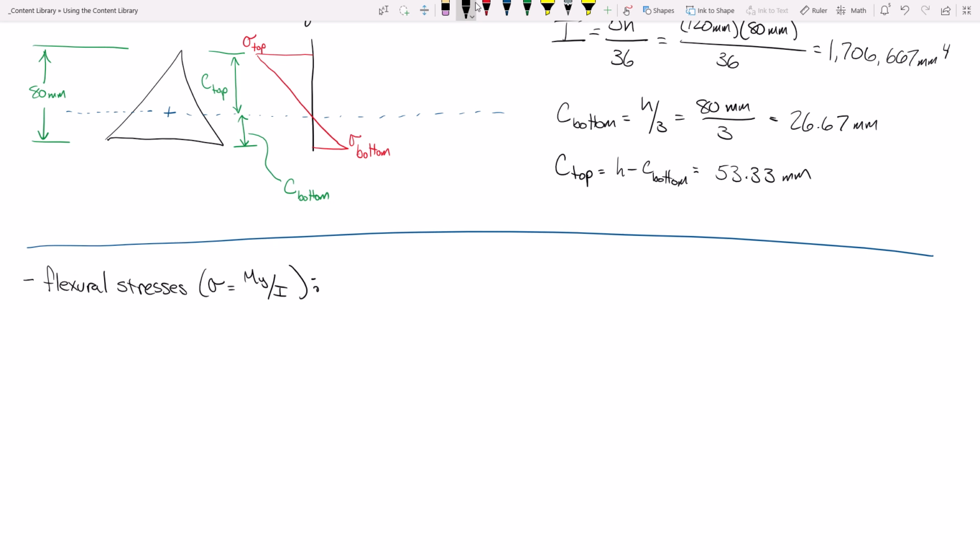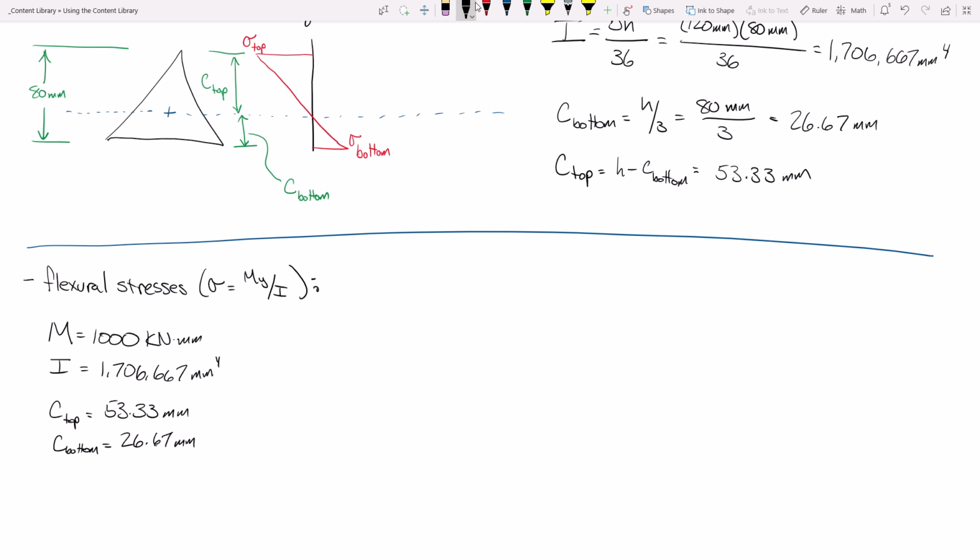Okay. So, flexural stresses. What do we know about our bending moment? Our bending moment was 1,000 kilonewton millimeters. This is millimeters to the fourth. And now we have a C top and a C bottom. C top was 53.33 millimeters. C bottom, 26.67 millimeters.